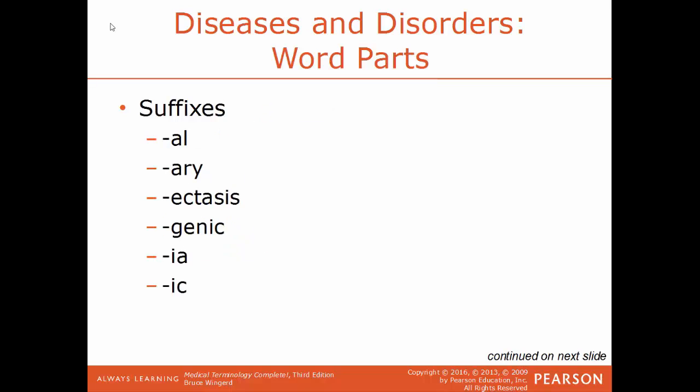I'll go over some of the suffixes that go along with some diseases and disorders. The first two mean the same thing. The suffixes al and ary both mean pertaining to. The next one, ectasis, a dilation or a widening of. Genic means produced by or produced in. Ia is a reference to a condition. And then the suffix ic means pertaining to. The ism is a reference to a process or a condition. Itis means the inflammation of. Oma is a reference to a tumor. Then osis is a reference to an abnormal condition.